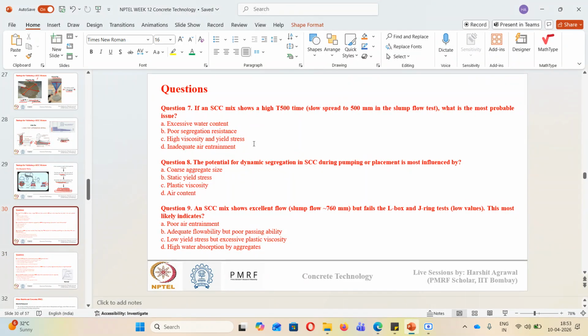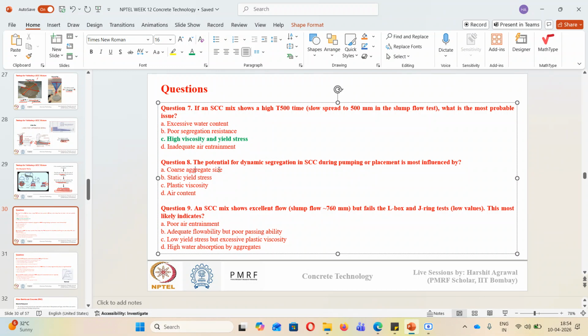Yes, the correct answer is C. So it has high viscosity and yield strength. So this T500 time is reflecting the flow rate of our self-compacting concrete. If the time is high, it means that our concrete has a slower flow rate, and that means that our concrete is sluggish due to viscosity. So due to high viscosity, it is not able to flow freely. Okay, so that means the concrete has high viscosity and yield stress, that is resisting concrete to spread.